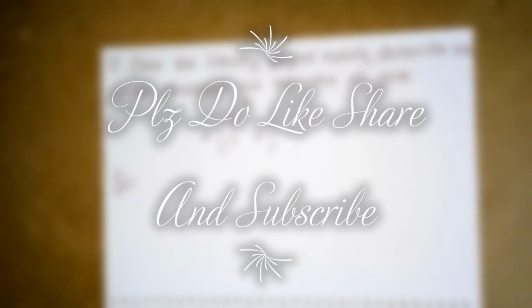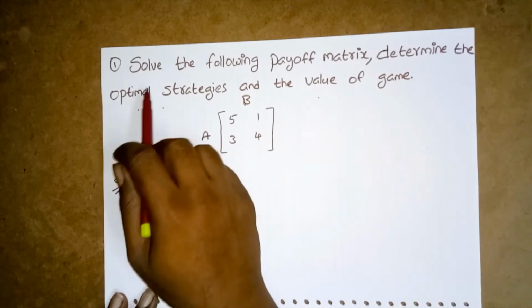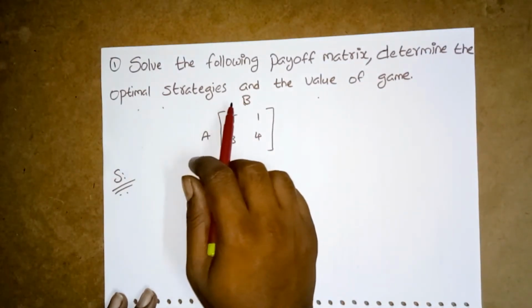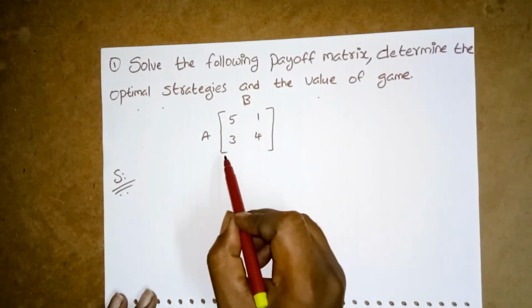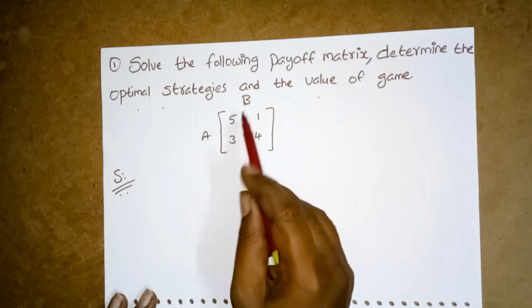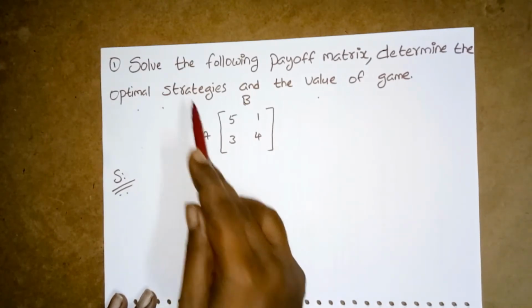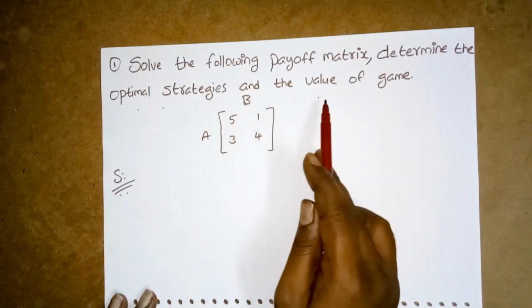Now we will see one problem related to this game theory, how we get the problem and how we can solve it. First we will read the problem. Solve the following payoff matrix. Determine the optimal strategies and the value of the game. Here this is the given matrix, where this is player A and this is player B.